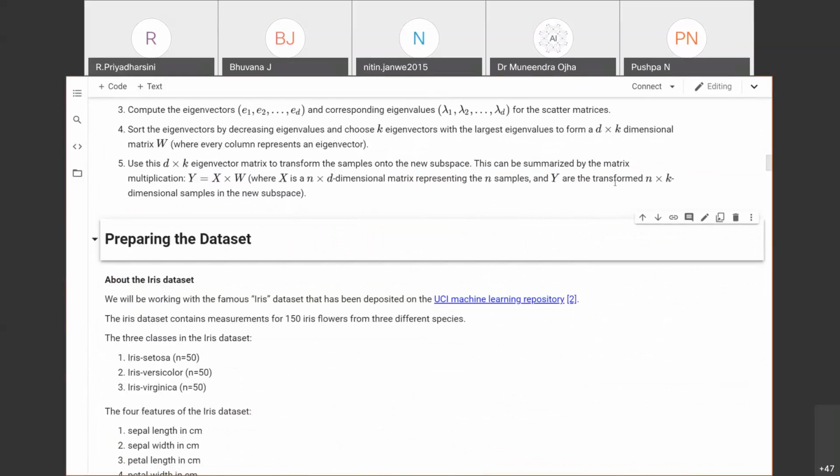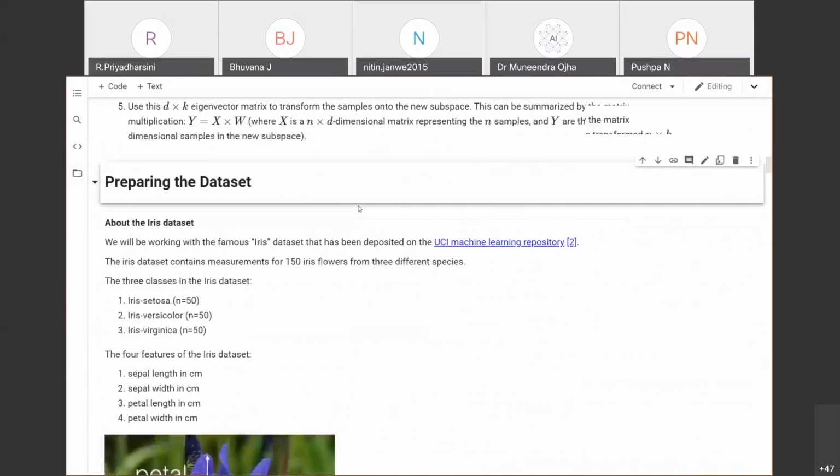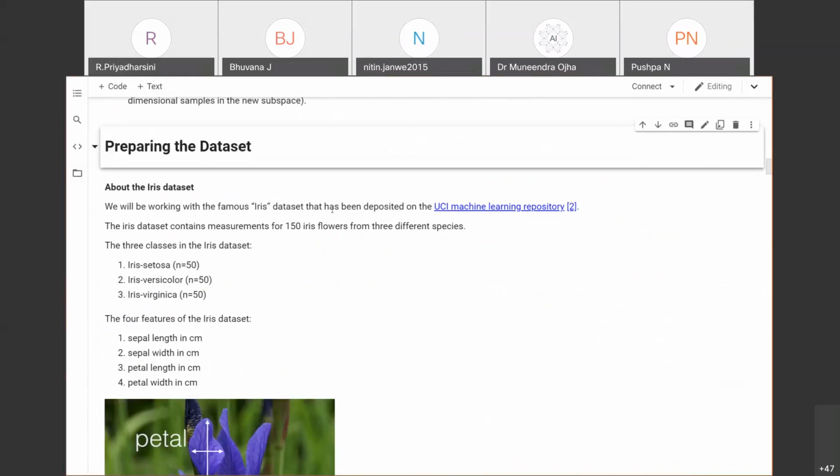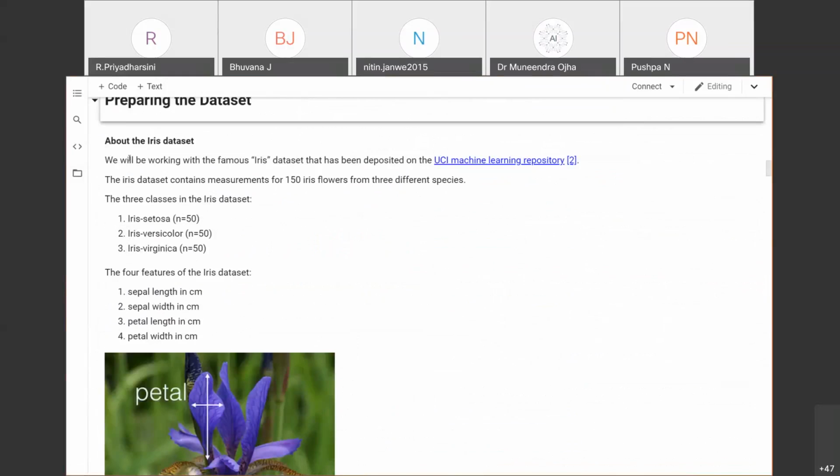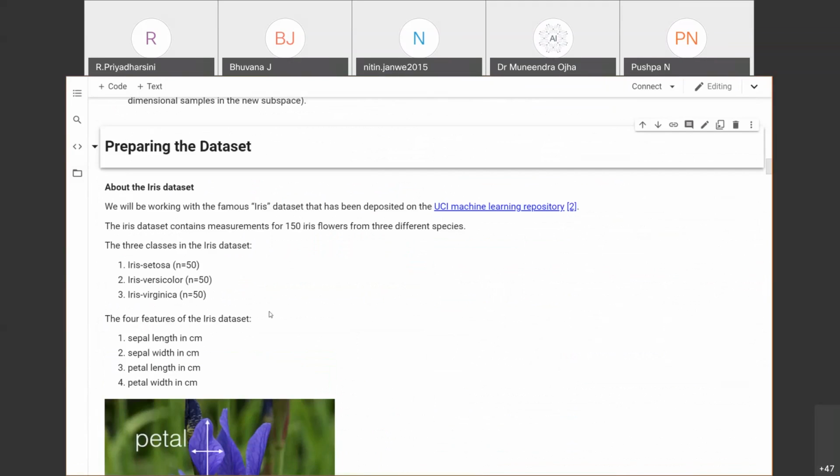Okay, Y are the transformed n by k dimensional samples in the new subspace. Let's see. We will do an example and then we will see how we perform LDA. We are going to use the iris dataset from the UCI machine learning repository.